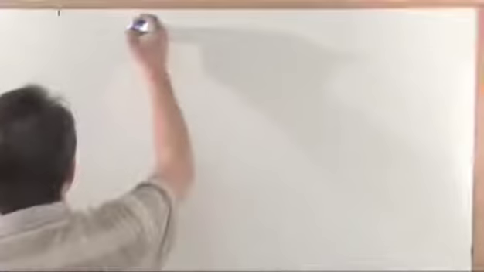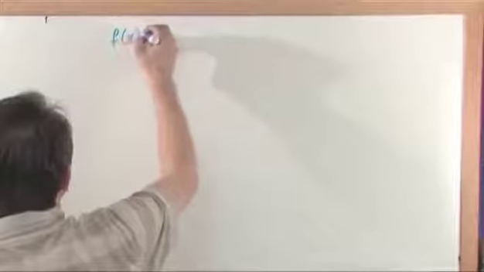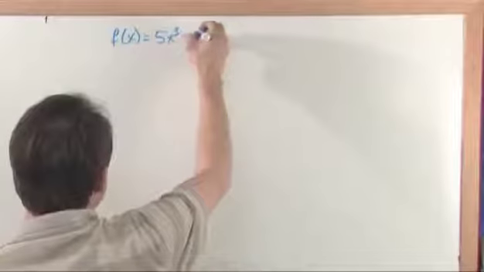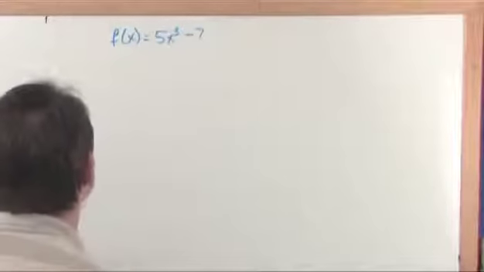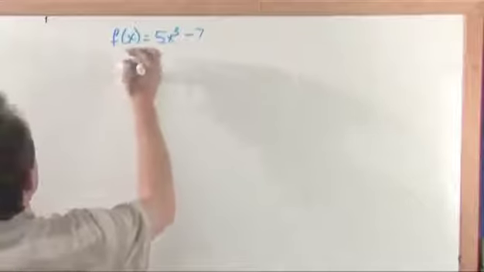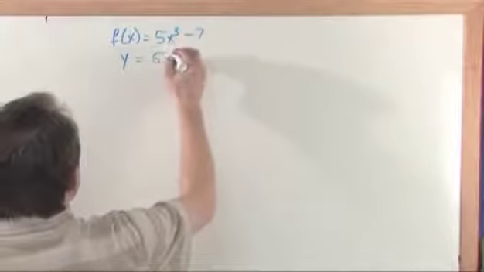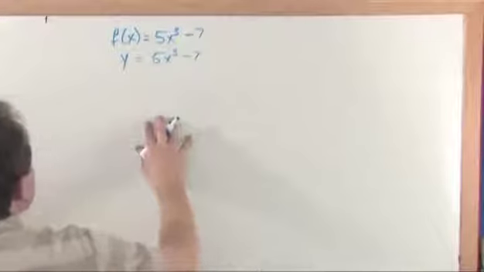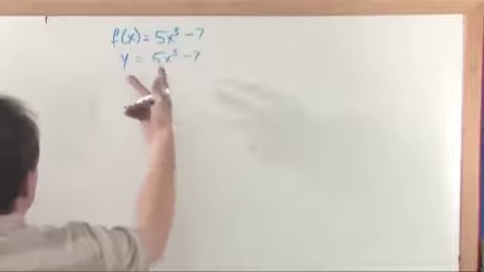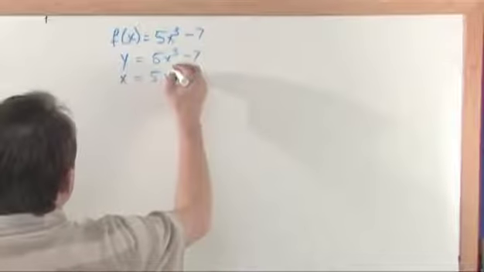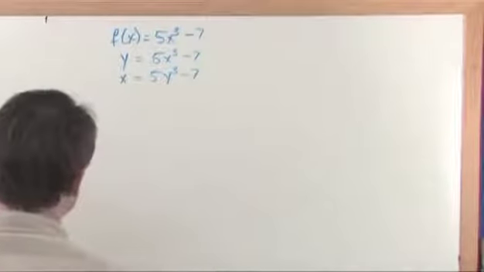We'll do one more like this, and what'll be f of x is equal to 5x cubed minus 7, and we want to find the inverse. Okay? First thing is we replace f of x with y is equal to 5x cubed minus 7. Next thing we do is we flip x and y. We put x where y is and y where x is. That's all we did there.